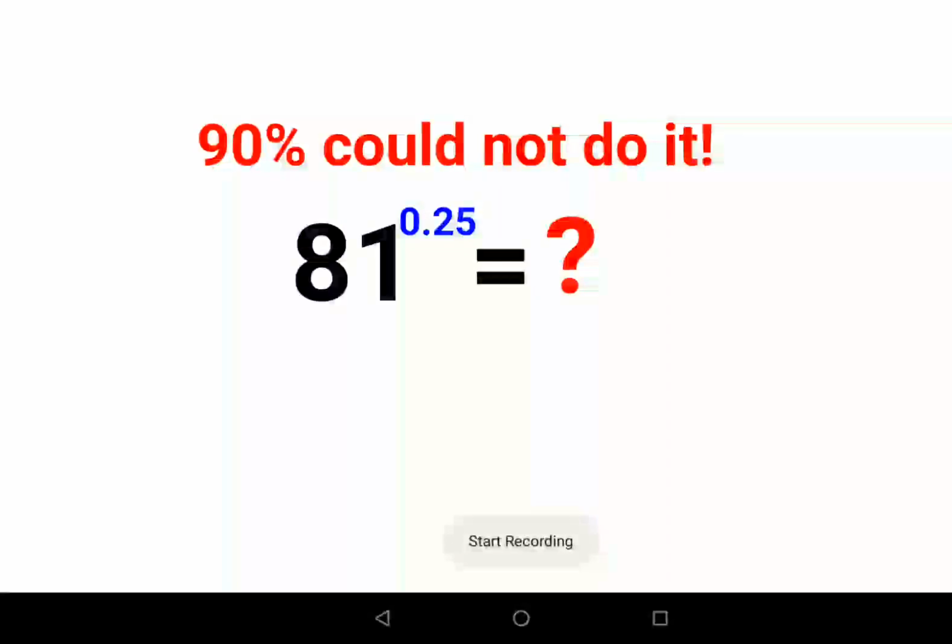Welcome everyone. So today we're going to solve a very nice indices problem which literally 90% of the people could not do in 10 seconds. So here we have 81 raised to 0.25. A lot of people think that whenever there's a decimal, it is going to be very tricky and they leave it. But I'll give you a hack.